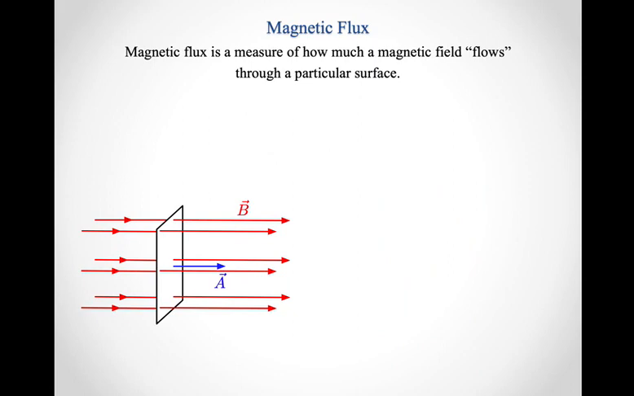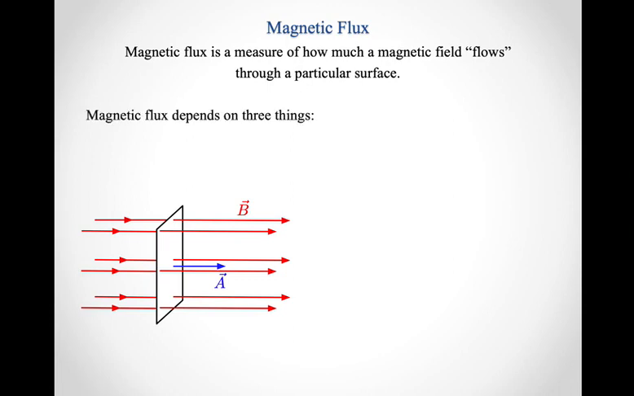Well, magnetic flux is a very similar idea. It's just instead of thinking about wind flowing through a surface, we're going to think about how much a magnetic field flows through a surface. So if you look at our picture down here, these lines we were using to represent the wind, well, now we're using them to represent the magnetic field. So I've drawn in red these magnetic field lines, and I still have a surface here that has some area.